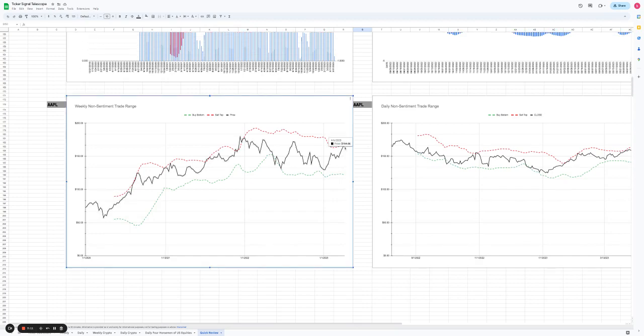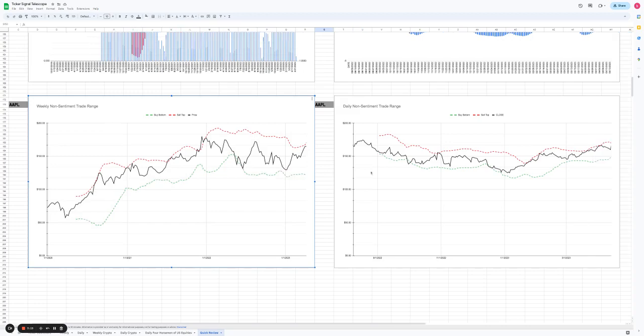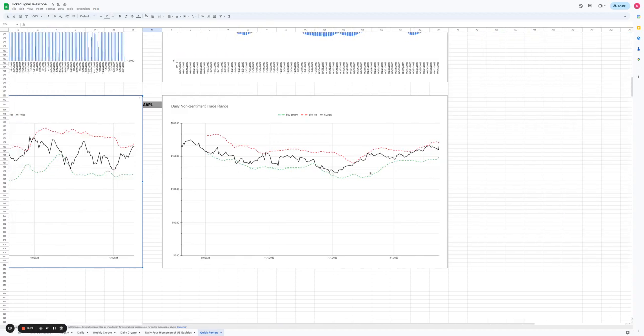Now let's look at the non-sentiment trade range here for Apple. Based on what we see for volatility, I would be inclined to think that Apple's going to fall here. It is at the top of its range. It looks like $170 has been the top of its range. It looks like it could go as low as 122. We'll find out what happens with that.